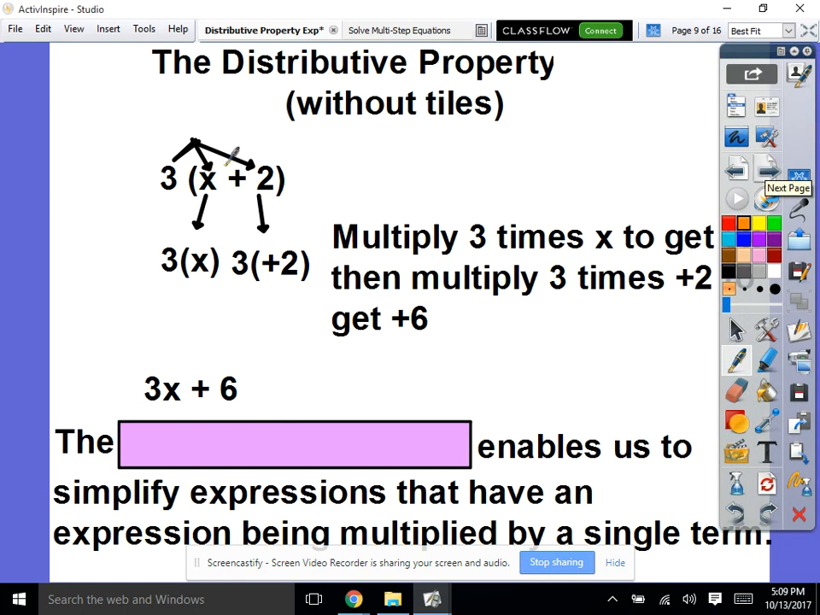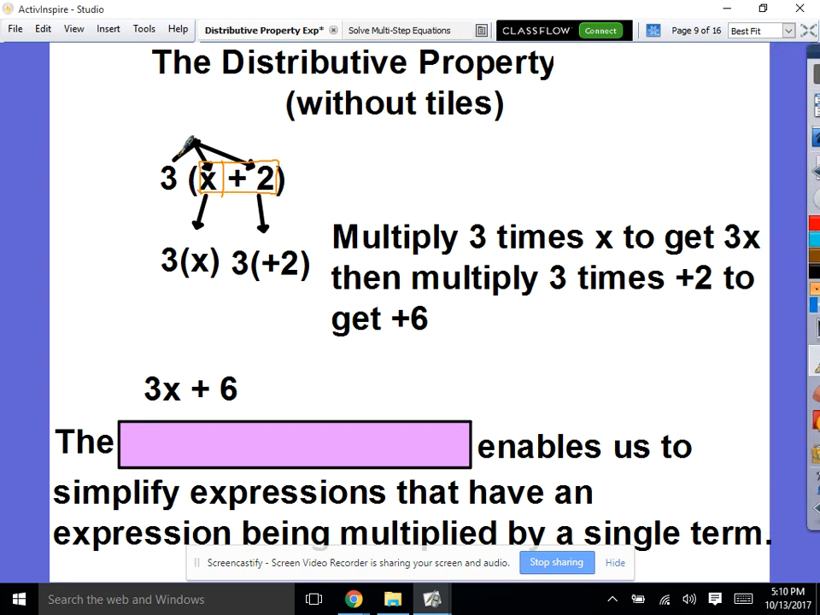If you box in your terms, you can see what you're doing here. We're saying 3 times x, and we're saying 3 times 2. We're distributing the 3 to both terms inside the parentheses. So 3 times x is 3x, and 3 times positive 2 is positive 6. And you do have to have that positive because it becomes your addition separator for your expression.